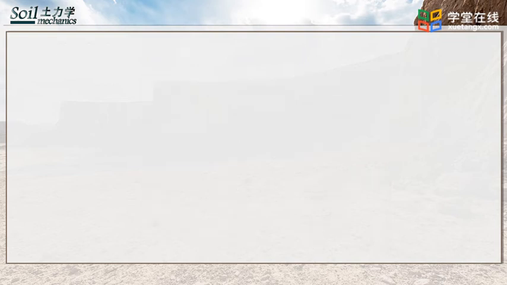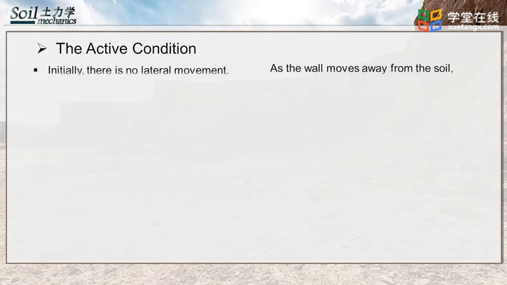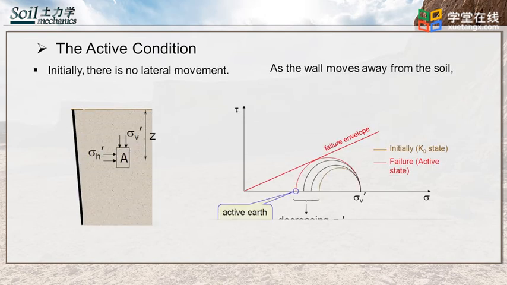H2. Before active condition occurs, there is no lateral movement of the wall, and soil is under K0 condition. As the wall moves away from the soil, active condition may occur. The effective vertical stress remains constant while the effective horizontal stress increases till reaching the failure envelope. Then the soil fails. This figure shows the change of the stress state from the initial K0 state to failure state while the effective horizontal stress increases.